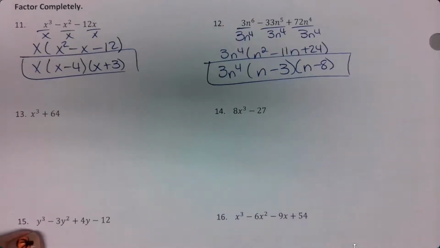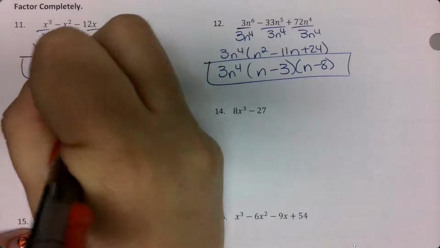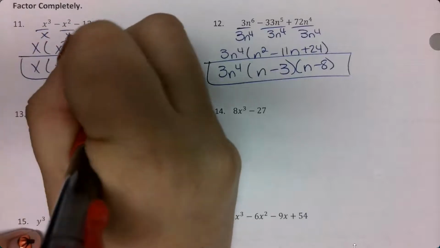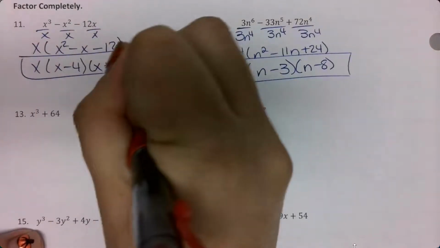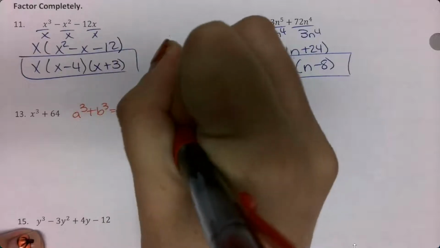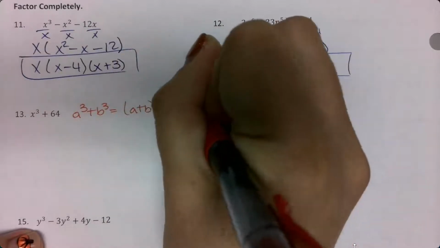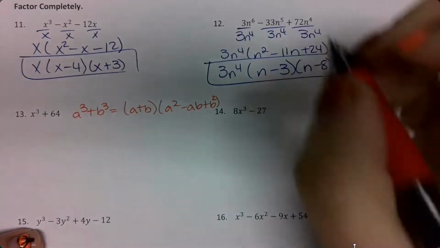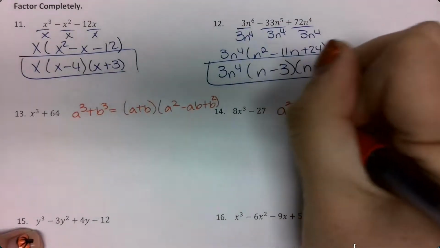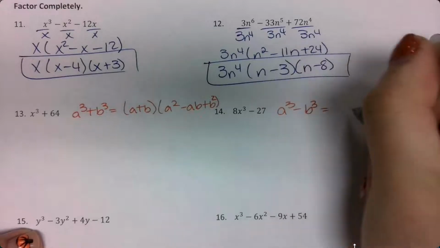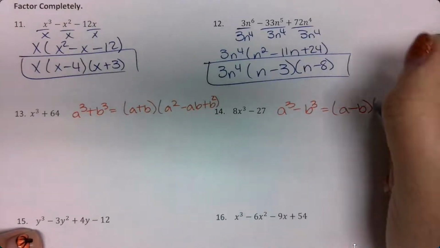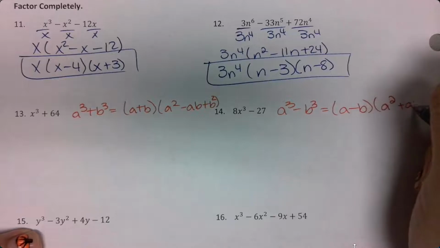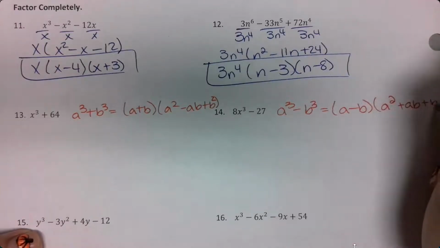On 13, this is using the sum of cubes. So this one is a cubed plus b cubed is going to equal a plus b times a squared minus ab plus b squared. And while I'm writing this out, 14 is going to use the difference of cubes. That is a cubed minus b cubed equals a minus b times a squared plus ab plus b squared.